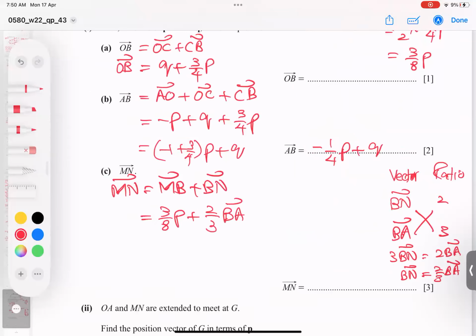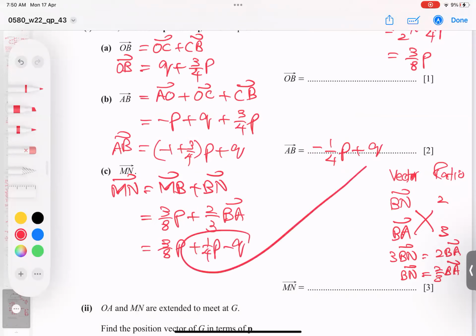But BA vector, student, this is AB vector. This is AB vector. But what is BA? All signs reverse. That's it. So I'm going to write it as 3 by 8P plus 1 over 4P minus Q. How come? Both signs reverse, because I'm going backwards.